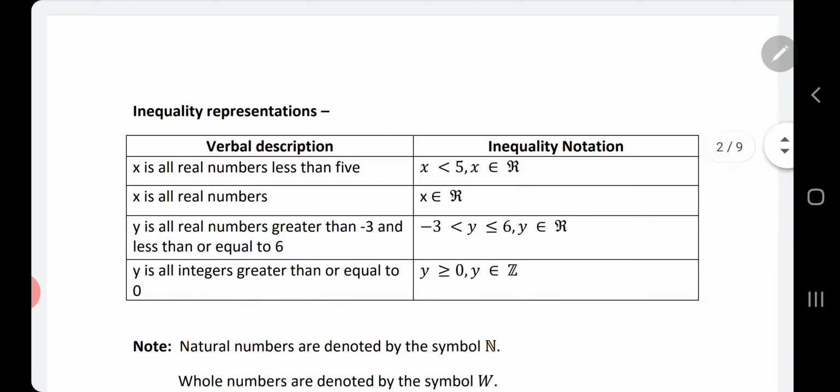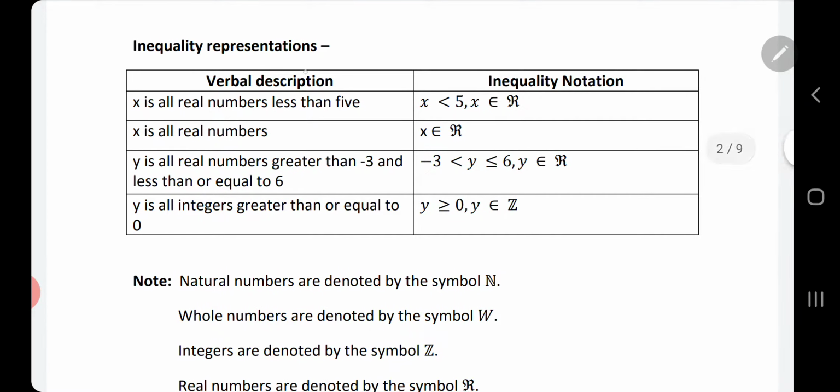Okay. Once again, inequality representations. The verbal description: x is all real numbers less than 5. Inequality notation: x is less than 5, and x is an element of the real numbers. X is all real numbers. X is an element of the real numbers. Y is all real numbers greater than -3 and less than or equal to 6. So we have here y is greater than -3 and less than or equal to 6, and y is an element of the real numbers. And y is all integers greater than or equal to 0. Well, for this one, inequality notation: y is greater than or equal to 0, and y is an element of the integers.